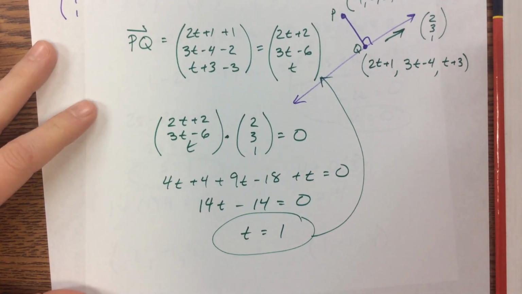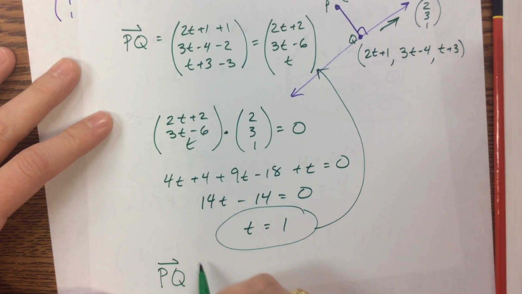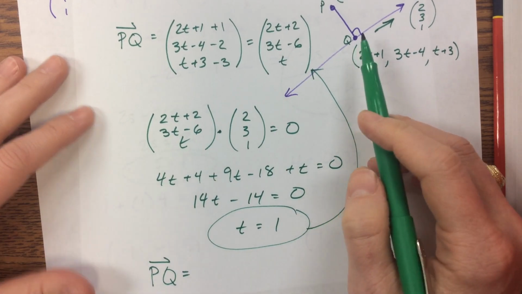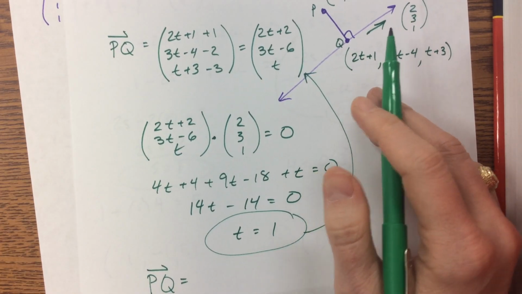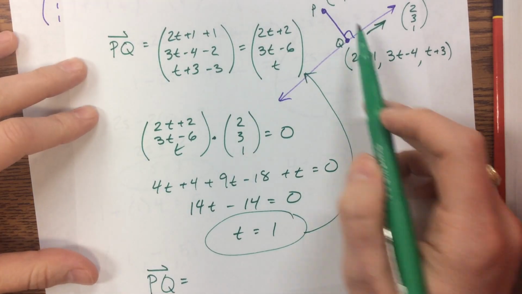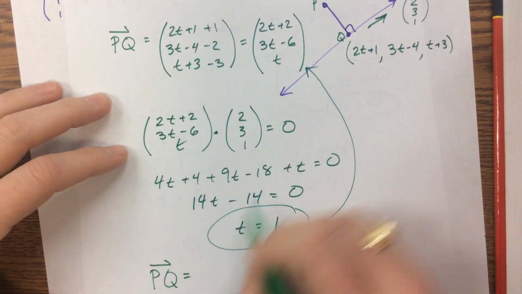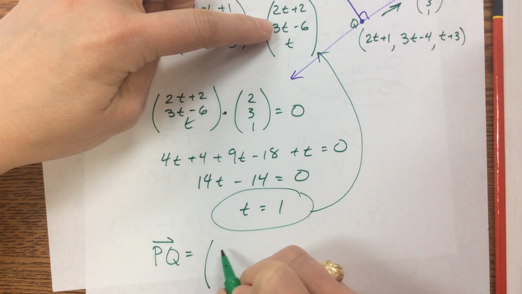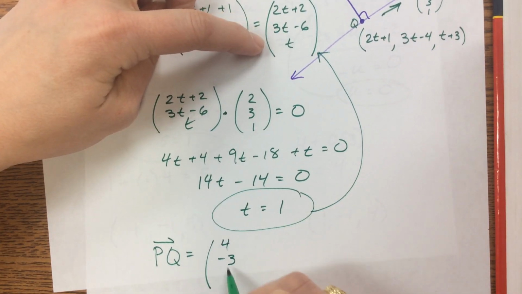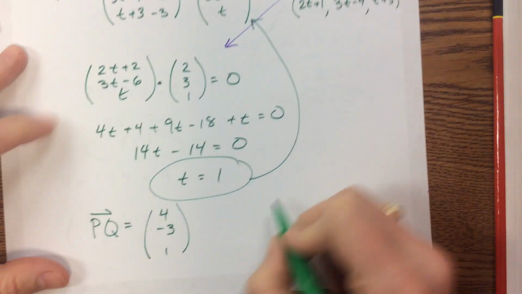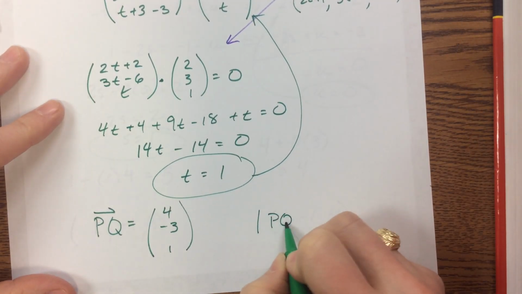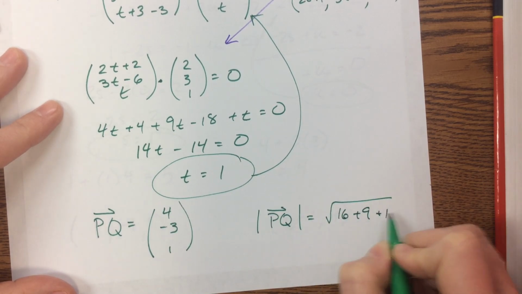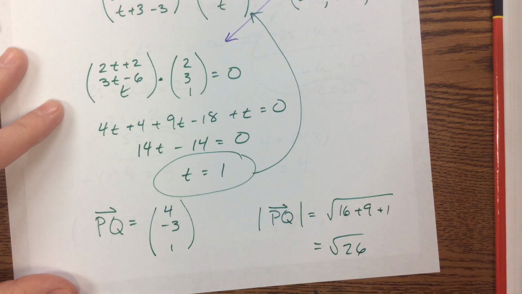That gives me the vector PQ, and then I just need to answer the question. I can find this point, but I don't have to. I need to know the magnitude of that vector. So let's plug in 1, and I get 4, negative 3, 1. Then the magnitude of PQ is equal to the square root of 16 plus 9 plus 1. That's 25, 26. It's equal to root 26.